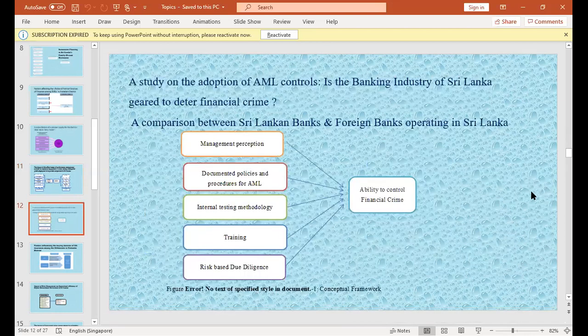This one, AML stands for anti-money laundering. Okay. This is anti-money laundering. So, what do you think? Its population is not large, madam.